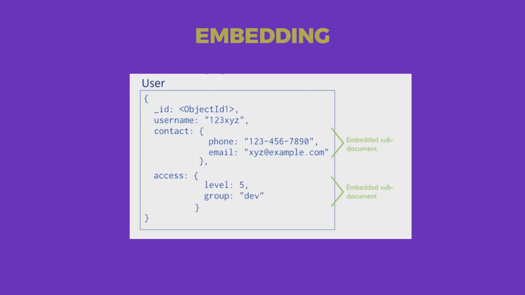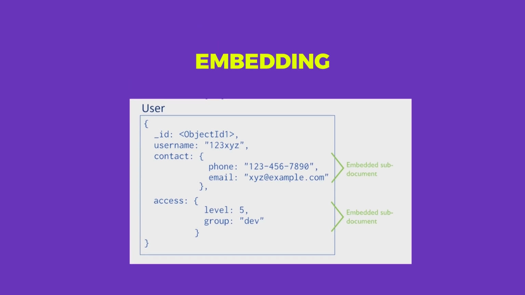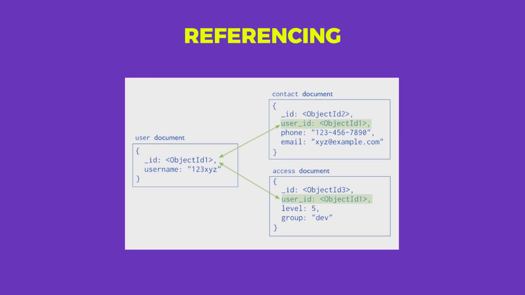So here I have a user table as an example. It has contact, and the contact has its own properties. So when you fetch the user, the contact is also returned together with the user. In contrast, the contact can be a separate document and can reference the user ID to indicate to whom it belongs.